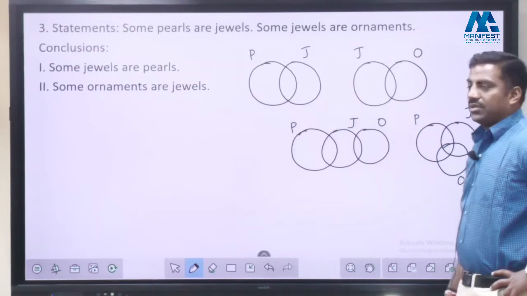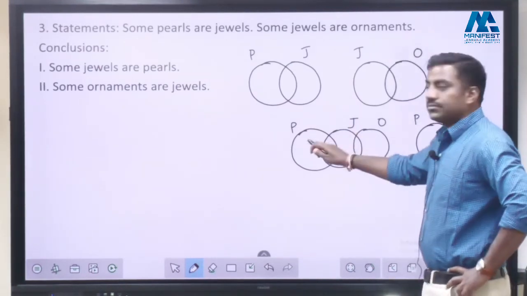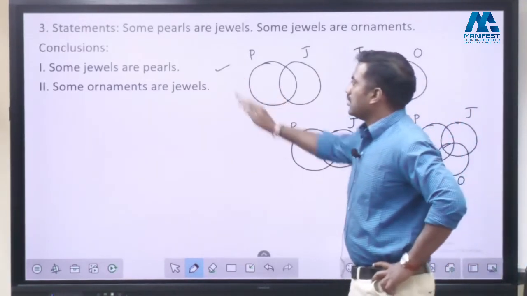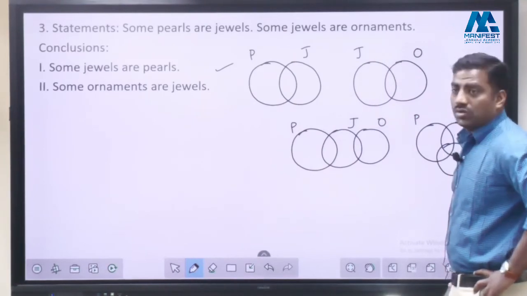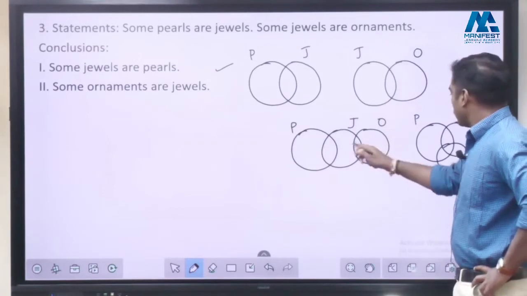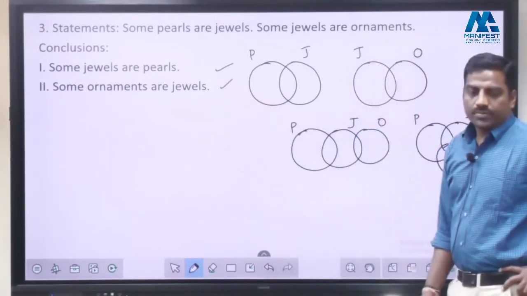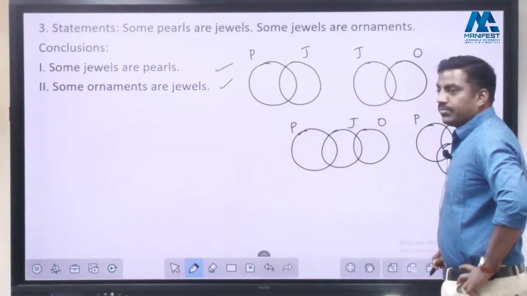Now, check the conclusions. Some jewels are pearls. Correct? Some ornaments are jewels. That is also right. Here also right. So both of them are right. C is the answer. Okay. Next.